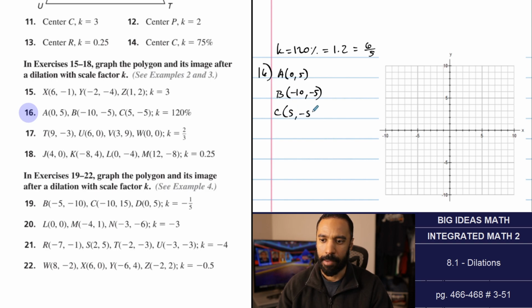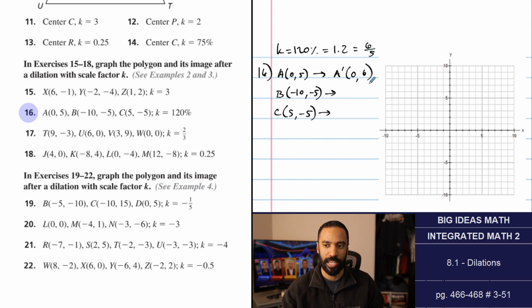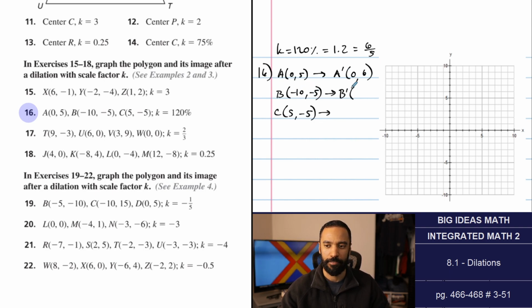I'll be honest, I'm going to keep the scale the same. I know one of these is going to turn just a little bit bigger, but it's not much bigger. So A prime, 0 is still 0. What's 5 times 1.2? 120% more than 5. Do the 6/5. Divided by 5 is 1, times 6 is 6. If you divide it by 5 first, it'll make it a lot easier. -10 divided by 5 is -2, times 6 is -12, and this one is -6 right here.